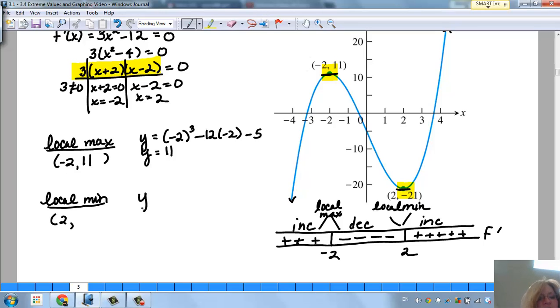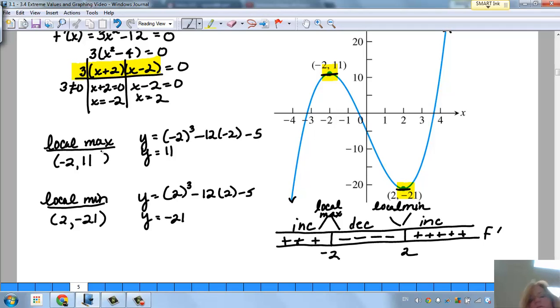And if I plug in the 2, cubed minus 12 times 2 minus 5, I'm going to get y equals negative 21, which it shows here on the graph also. So I've got 2, negative 21. So I've completed it. I found my critical points. These are my critical points, my local max and my local min.